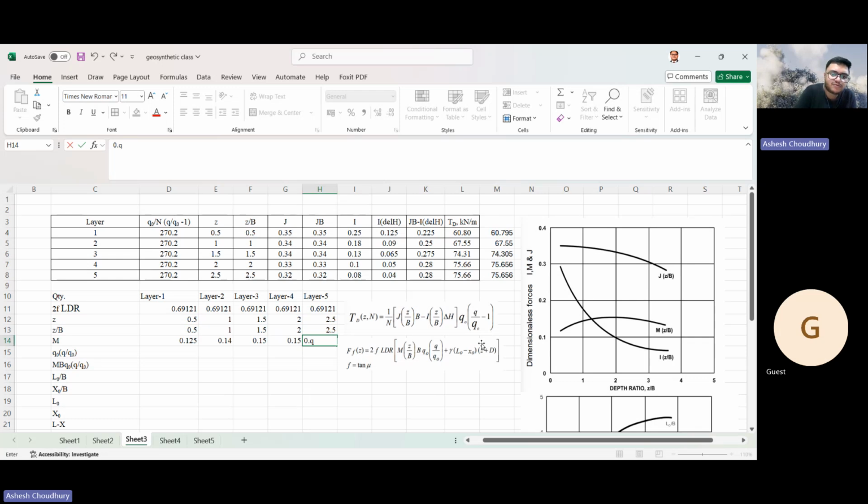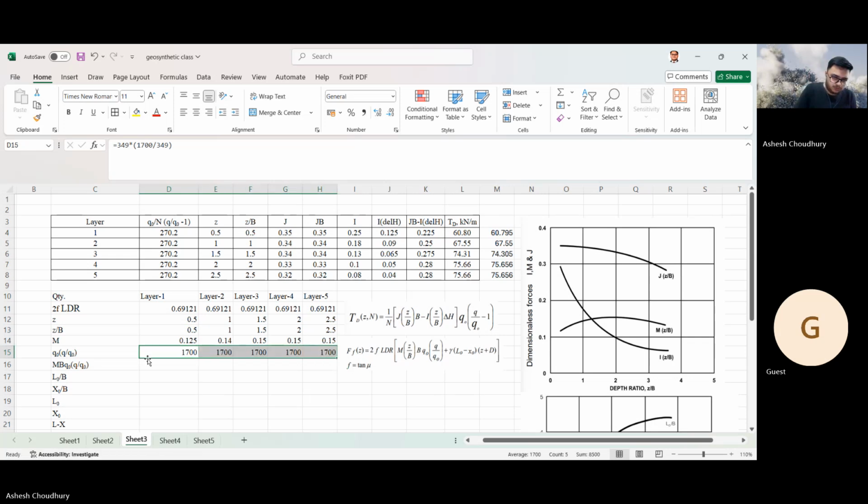You can do this properly, but for demonstration purposes I am just taking the values very fast. Now Q naught by Q naught, how much is that? Q naught is 349 times Q by Q naught, where Q is 1700 by 349. So ultimately it is nothing but Q itself, so I will get 1700. Now what we do is find this term M B Q naught Q by Q naught.